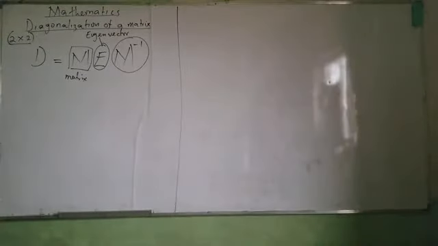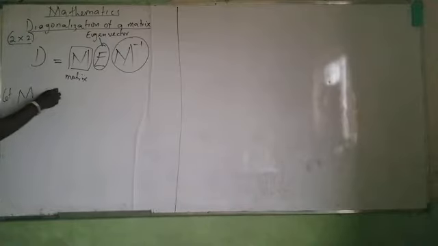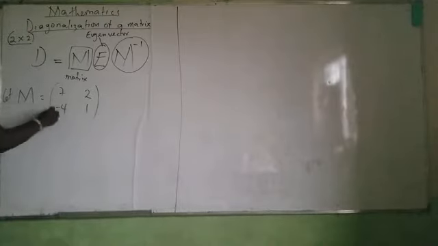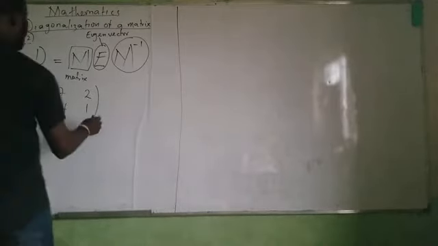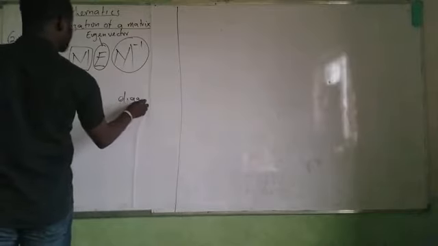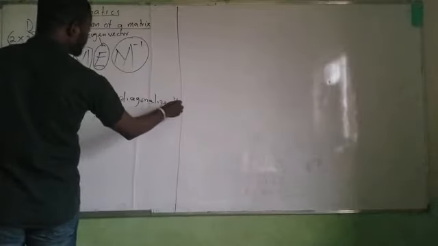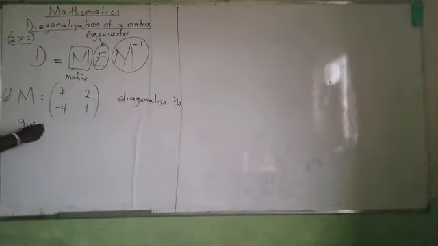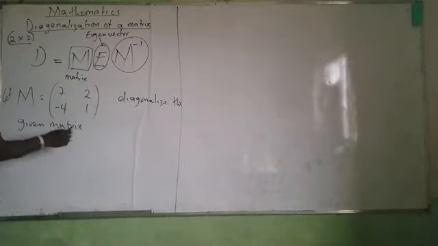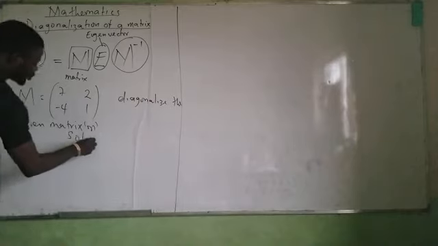Let me show that for better explanation. For instance, I have this given matrix. Let M equal 7, minus, and 1. That is my M. Now I want to diagonalize the given matrix, which is my M. How do I solve this problem? Let's try to solve it together.